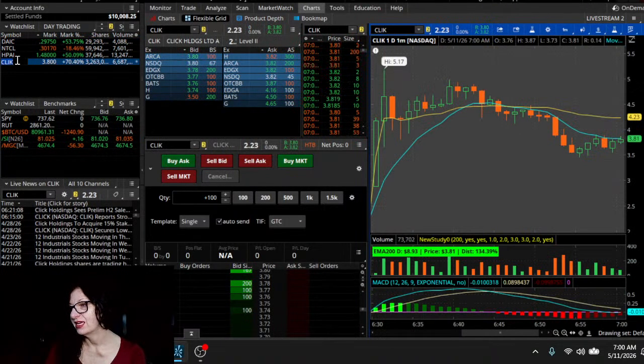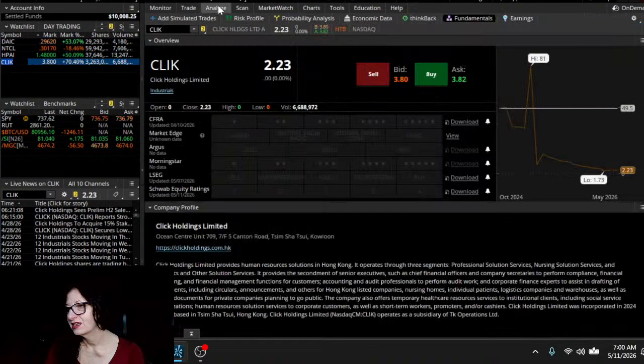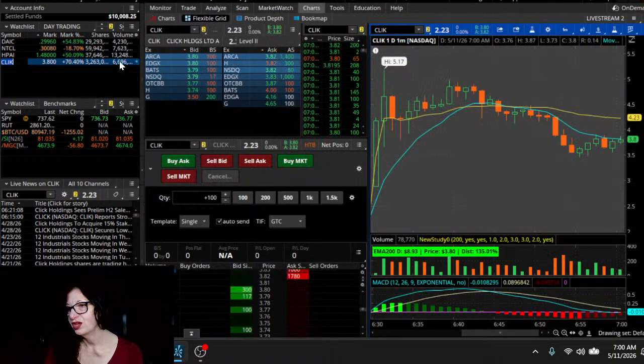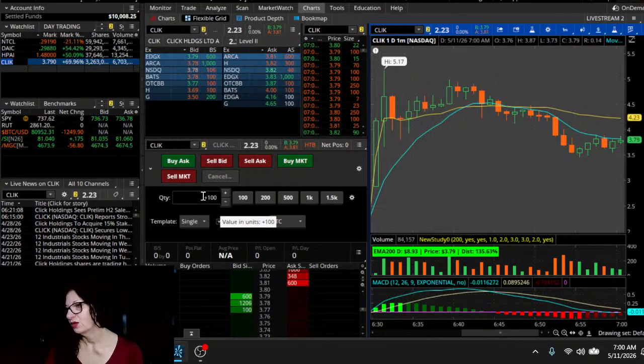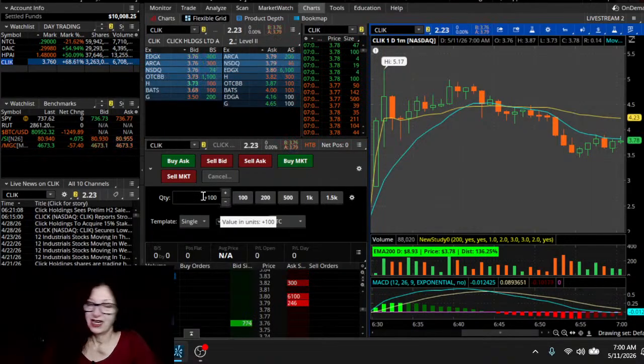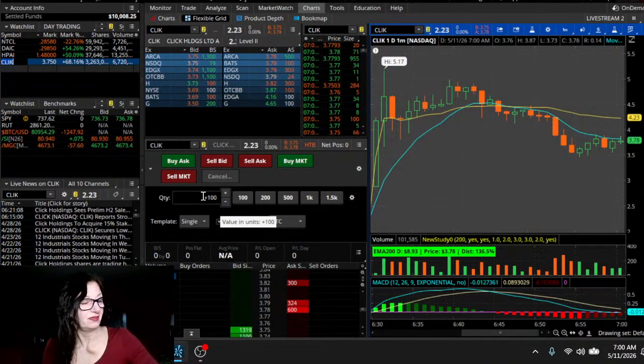Let's see, CLIK. Hard to borrow. Well, MACD is red, and it's below VWAP.